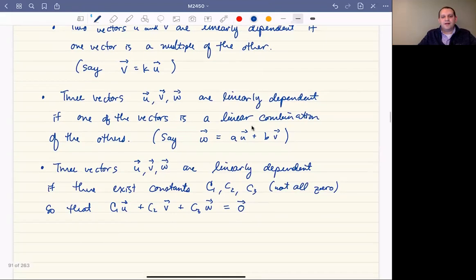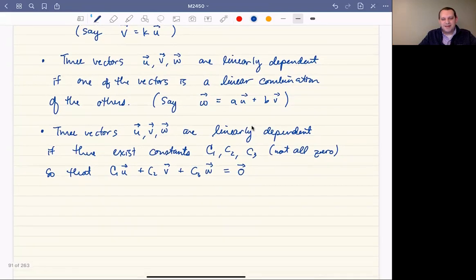So 3 vectors are going to be linearly dependent if there exists a non-trivial solution to this equation. When I say non-trivial, what I mean is that of course the solution is going to be true if C1, C2, and C3 are all 0, but there's some other solution.